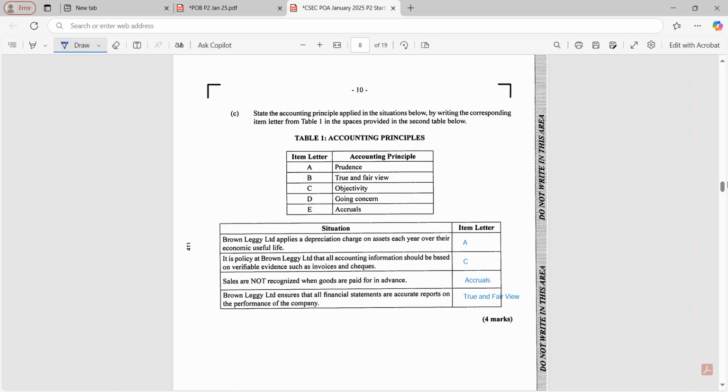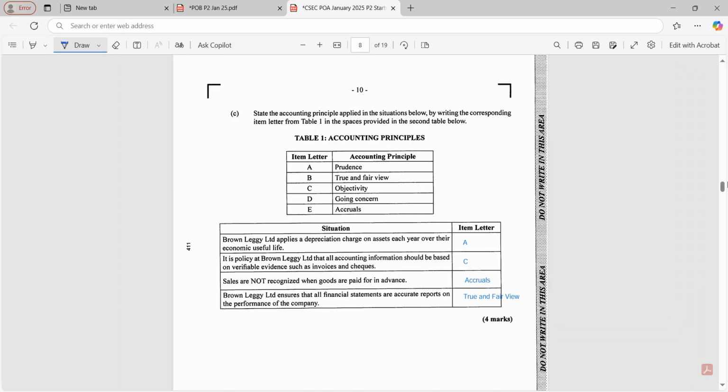Then it says state the accounting principle applied in the situations below by writing the corresponding item letter from table 1 in the spaces provided in the second table below. You have prudence, true and fair view, objectivity, going concern, and accruals. Brown Legged Limited applies a depreciation charge on assets each year over their economic useful life. That is the prudence concept.